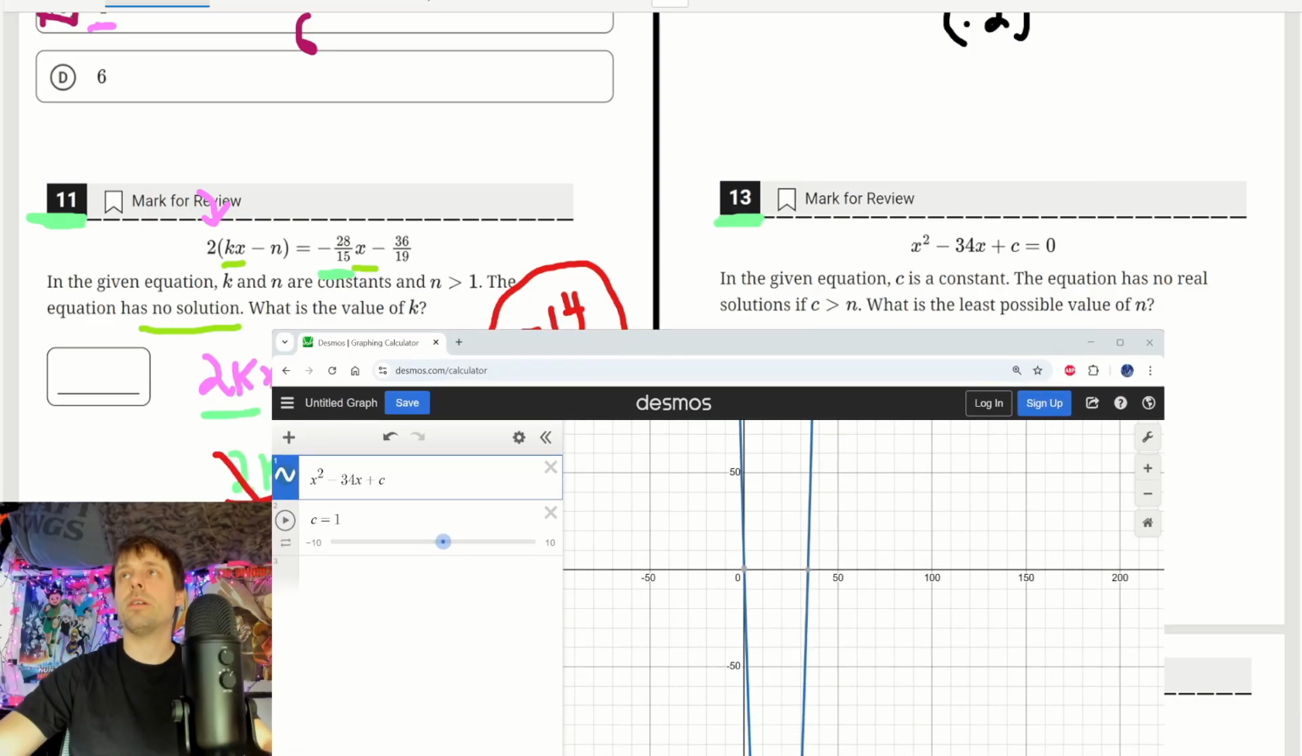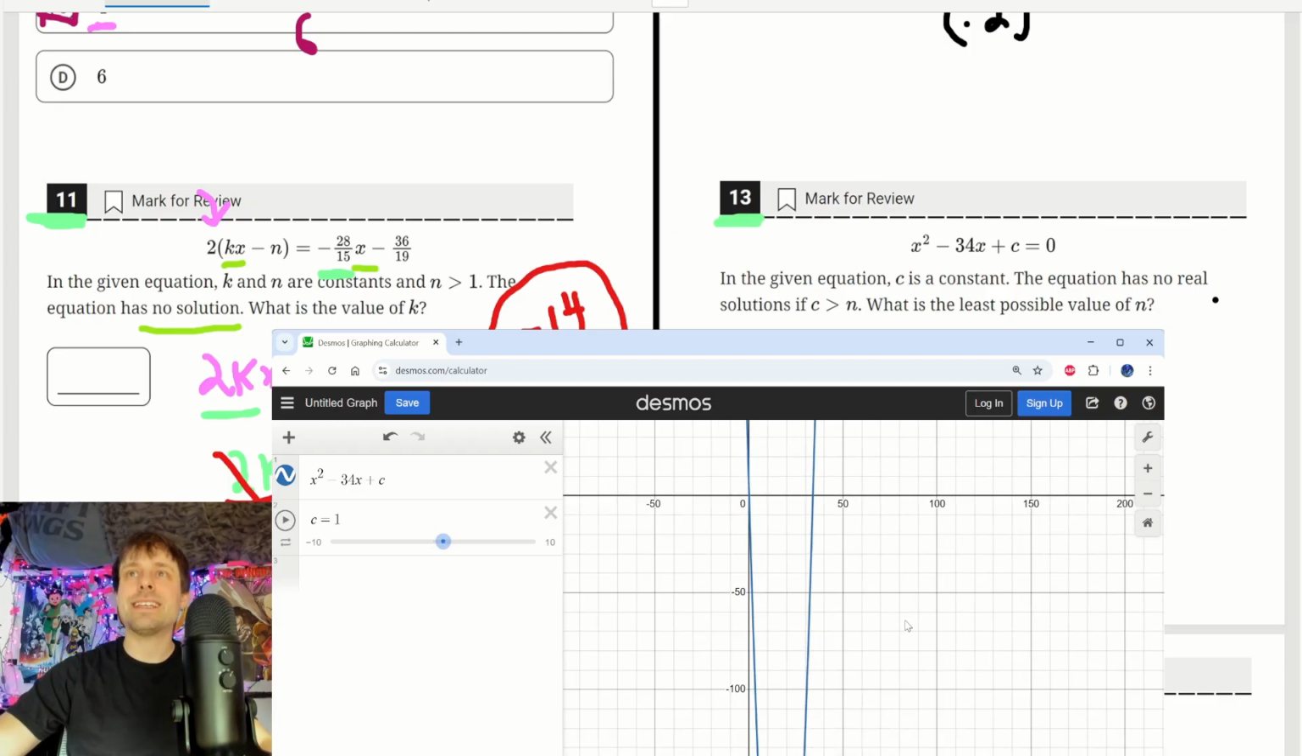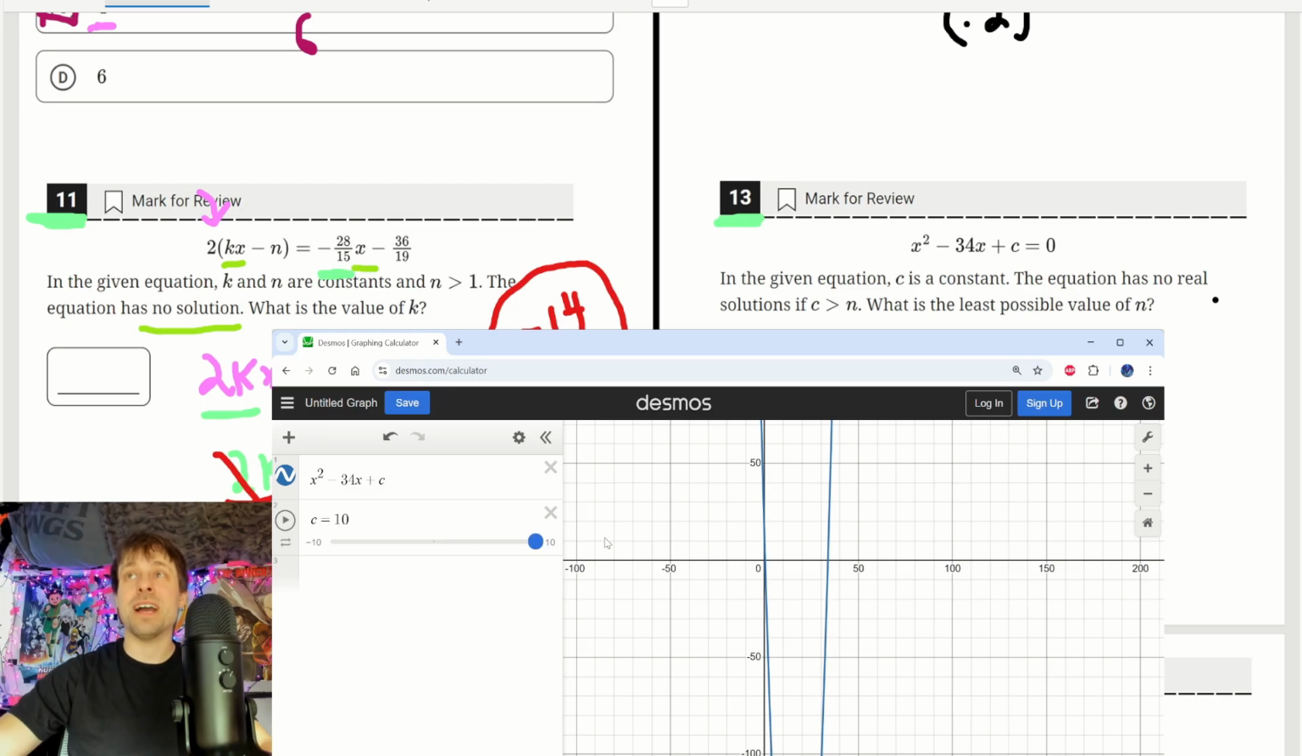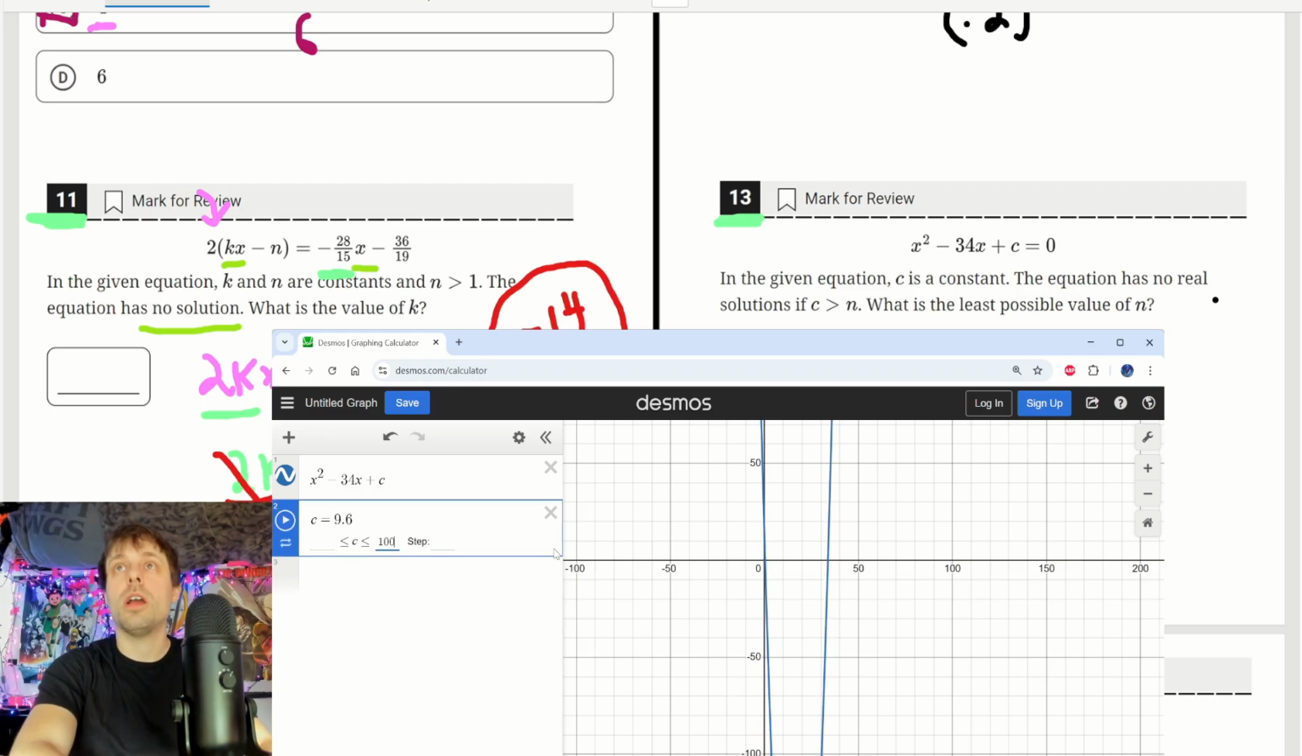But let's see what they want. This system has no real solutions. Pause there, don't read the rest. Our goal for these is always going to be, we want to get our vertex up to the x-axis. So as you can see, as I slide this, it's not going anywhere. I'm going to crank this up to 100 for each of the parameters. Let's see if we can get a little bit more movement here.